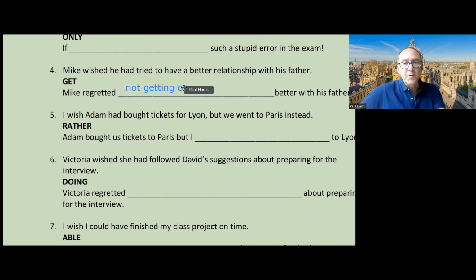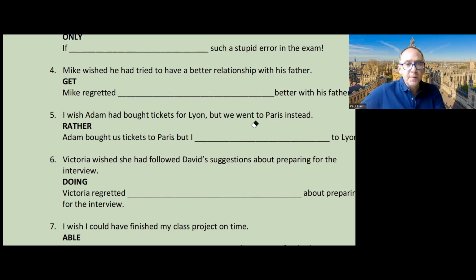Okay, so get on better or get on well gives you the idea you have a good relationship with someone, which is what we have here, but he regrets. So this is the reason why you've got this negative here, because he really wished that he had a better relationship with his father.